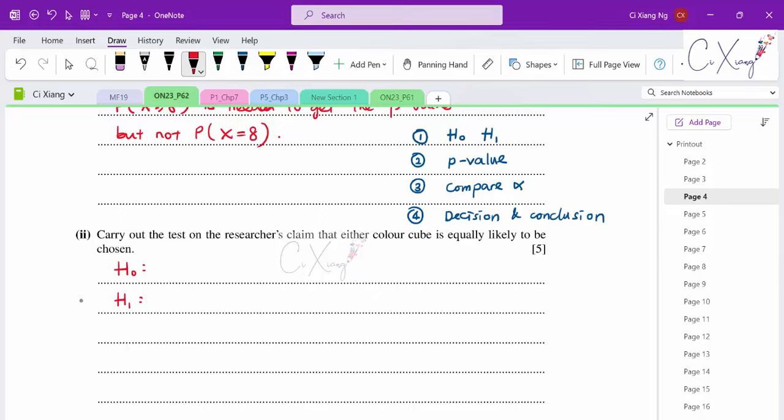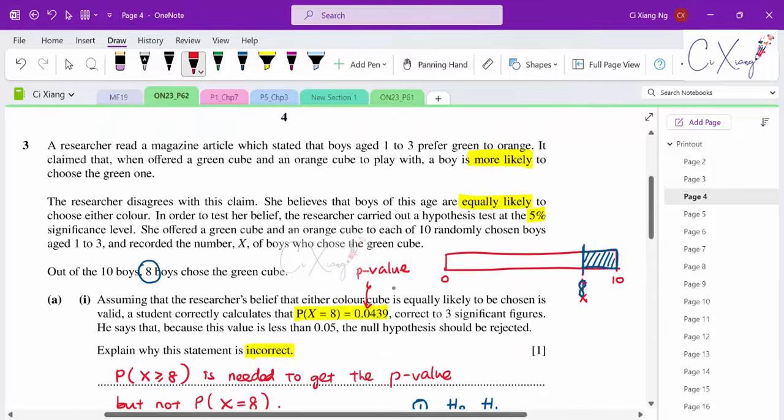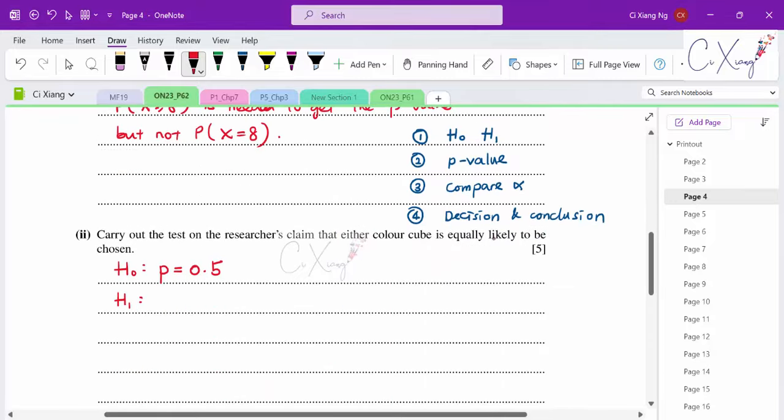So let's start. First step, set up the null and alternative hypothesis. They are testing whether the probability is equally likely or not. If orange and green are equally likely to be chosen, the probability should be 0.5. This is the researcher's claim, so p equals 0.5. But the magazine believes that it is more likely, and more likely means greater than, right? So it should be a one-tailed test, with alternative hypothesis greater than 0.5. So this is the first step.